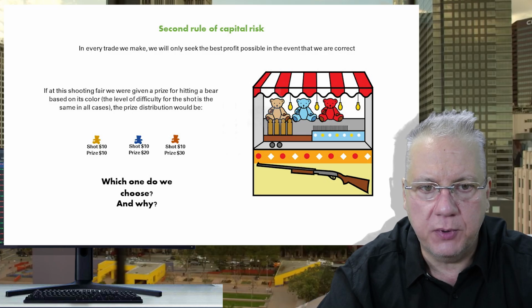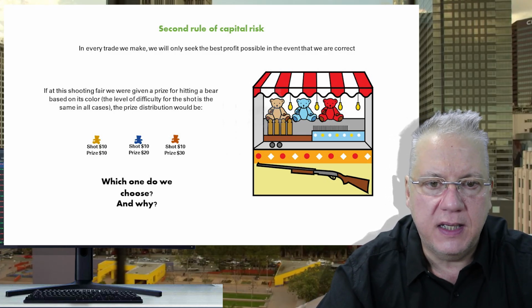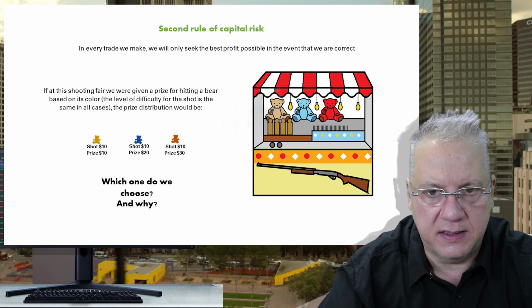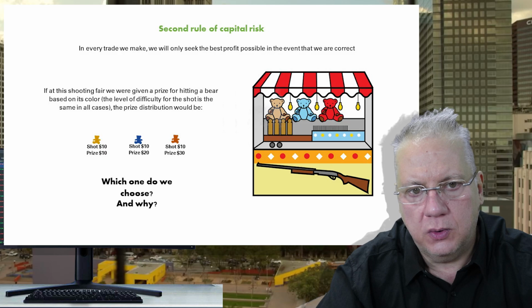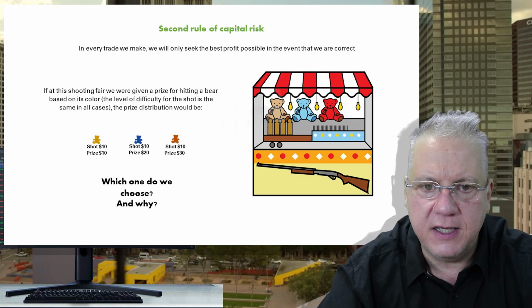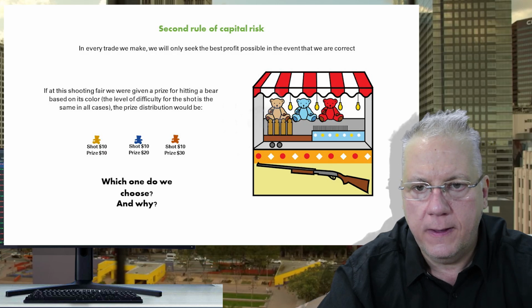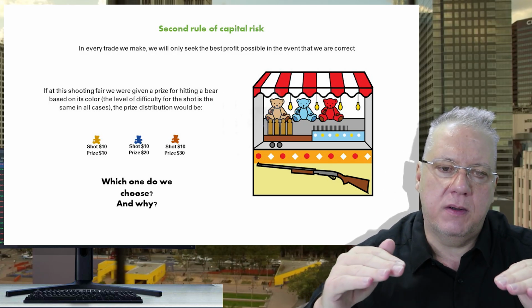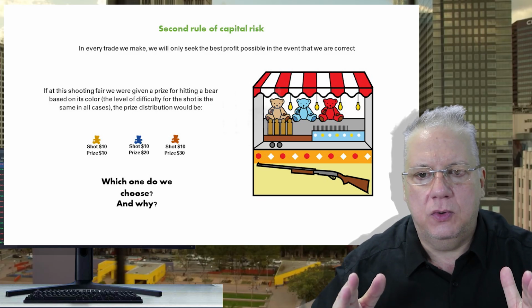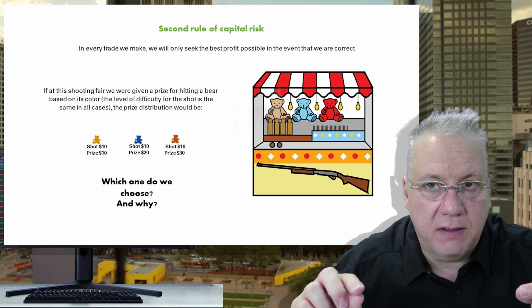In this example, the brown bear on the left would give us a profit of $10 if we hit it, which is in this case the smaller profit. Now, if we shoot the blue bear to the right, we will get a prize of 20. And if we aim for the prize to the right of that one, which is the red one, we would receive a 30 profit. This means that with the same level of risk, doing the same thing, we would attempt to shoot it. Which one would we choose?